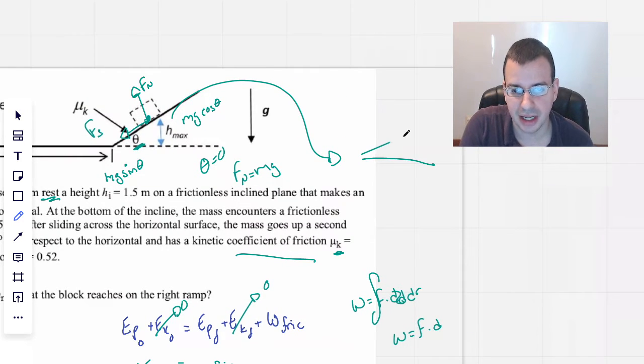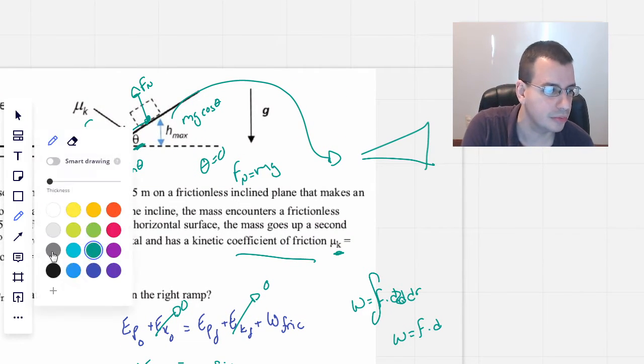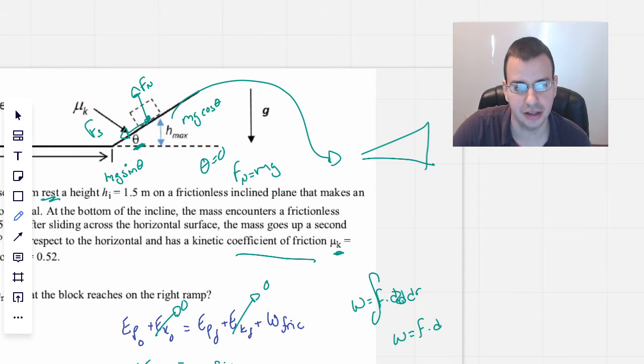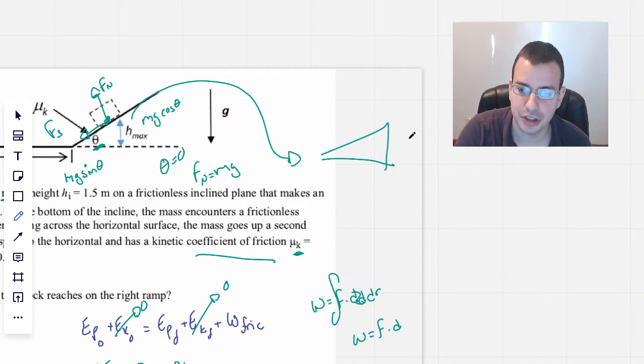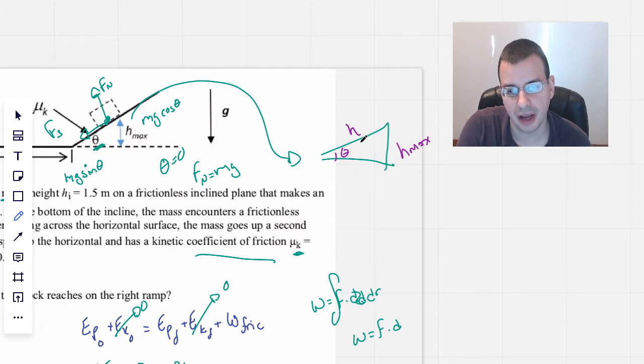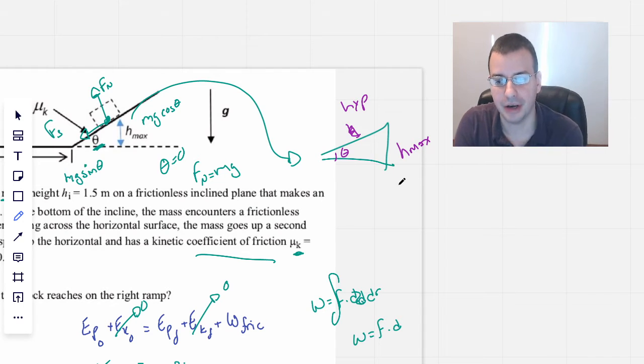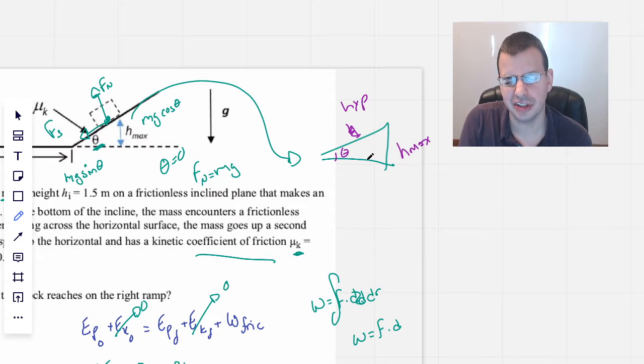It's going to be something kind of like this. Different color to show I'm changing thoughts. We want it in terms of h max, and we also have theta. So we have a hypotenuse there. I'm just going to call it hip for hypotenuse. So this is what? Sine of theta, SOHCAHTOA.